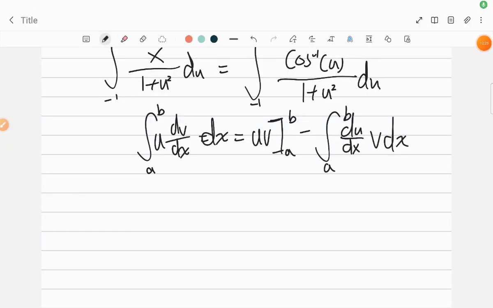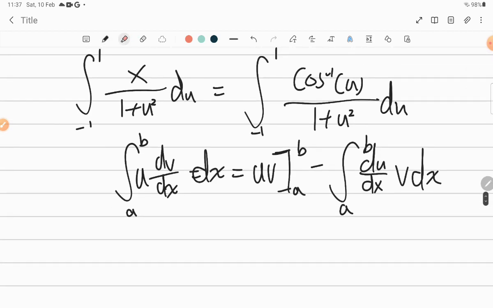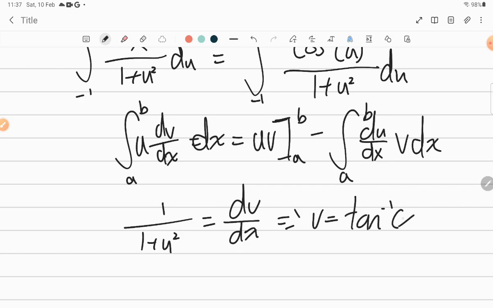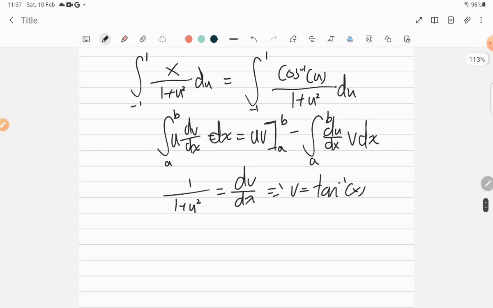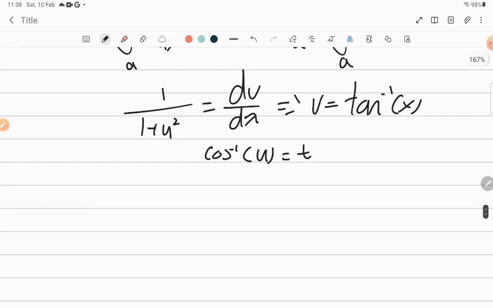So for this integral we're integrating, we set 1 over 1 plus u squared to dv over dx, which implies v is equal to, we saw from before, arctan of u, and we already have the function u. I just set that to t, then inverse cosine of u equal to t, which will imply dt over du is equal to 1 over square root of 1 minus u squared.